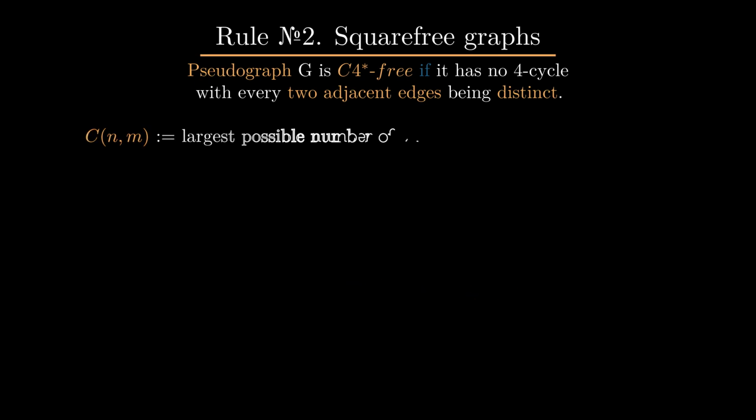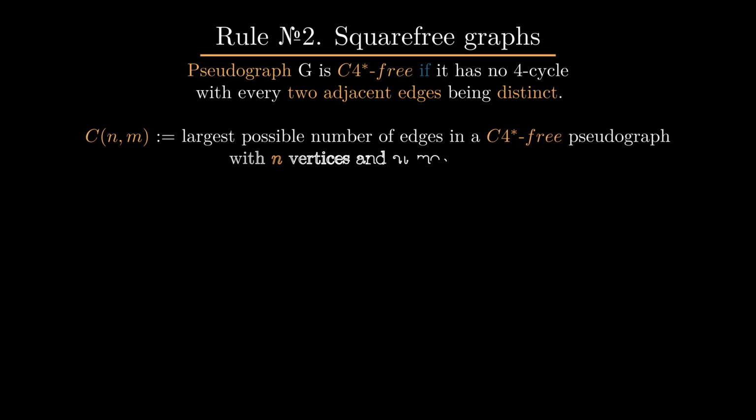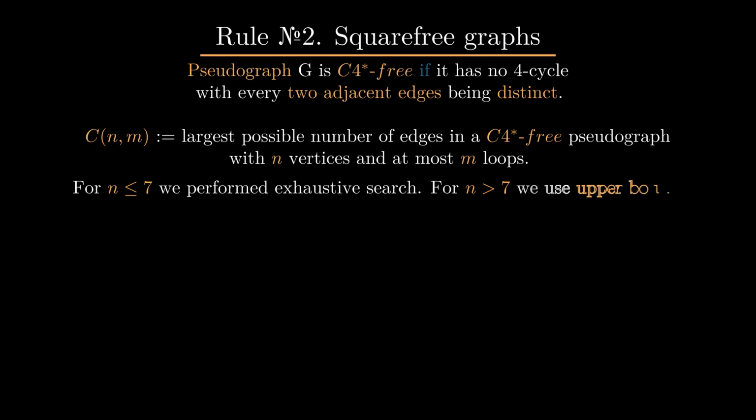We define C4*(n, m) as the largest possible number of edges in a C4-star free pseudograph with n vertices and at most m loops. The number C4*(n, 0) is the maximum number of edges in a C4-free graph, and has been extensively studied. In this pruning rule, we use the exact values of C4*(n, m), found by exhaustive search for n less than or equal to 7. For n larger than 7, we use an upper bound for it.